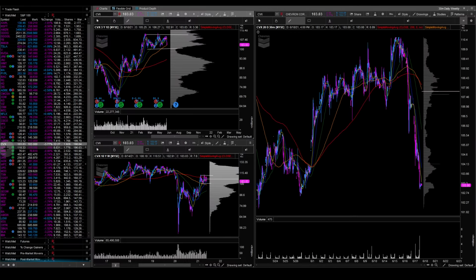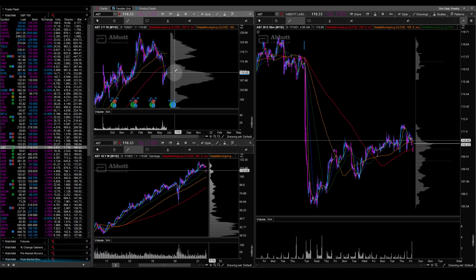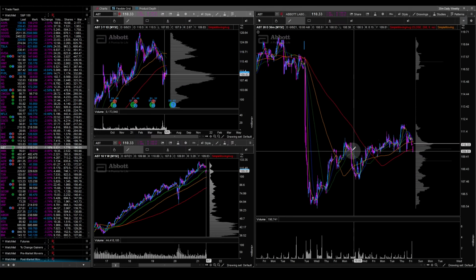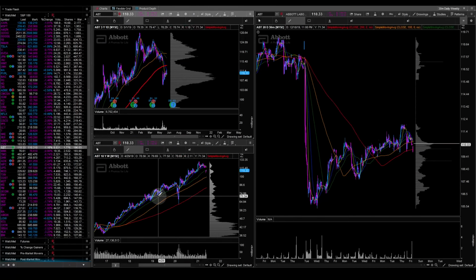Anyway, ABT. Trying to head up into the gap, Abbott. So here we've got the super gapalicious here. Coming up into earnings. So what is that? Earnings on dividend and earnings. Let's see. Come on. Earnings, 7/20. I like the way it's moving. So Abbott likely more upside.